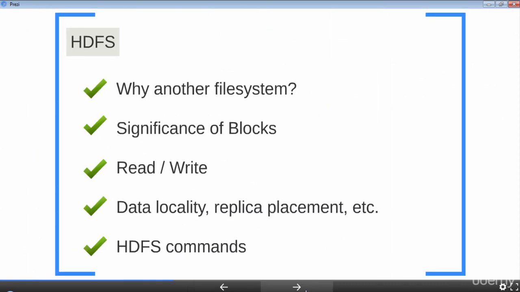File systems are not new. There are several file systems available already. So, in the HDFS chapter, we'll start by asking a very simple question, which is the need for another file system like HDFS, when there are many file systems already available. Once we understand that, we go into detail about the importance and significance of HDFS blocks, and we'll learn to work with HDFS. Also in this chapter, we'll see the internal workings of read and write to HDFS, and we'll also see how we can read and write to HDFS by writing our own Java program. Along the way, we'll look at concepts like data locality, replica placement, etc.